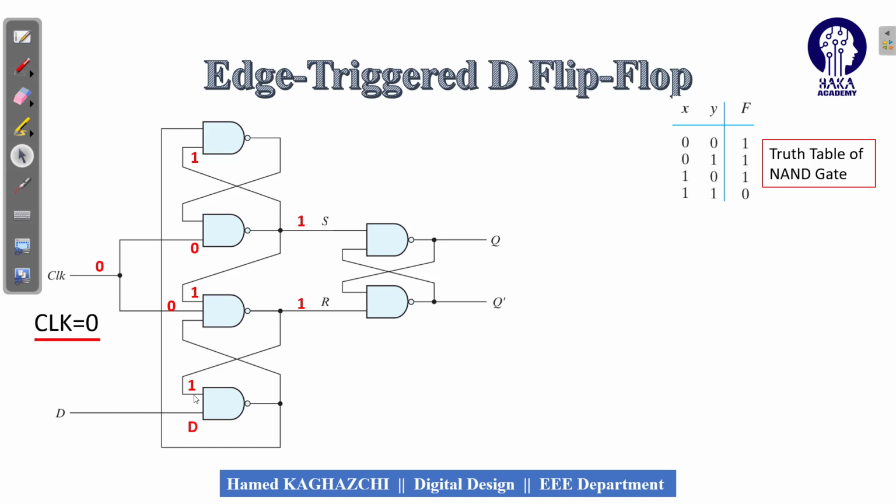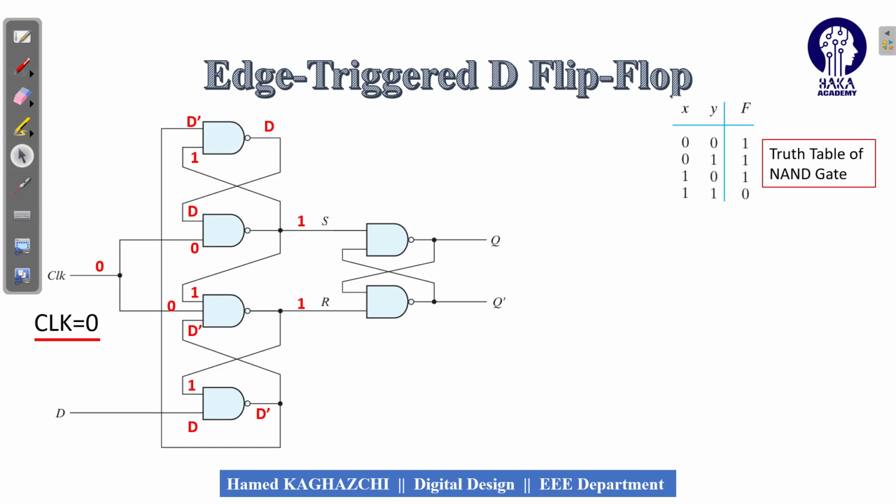Now D comes from here, and the output of this one will be equal to D prime. This D prime is connected to both of the other NANDs and converted to D prime. Now D prime 1 will be equal to D. This D comes here. Now we can find all of the inputs and outputs.